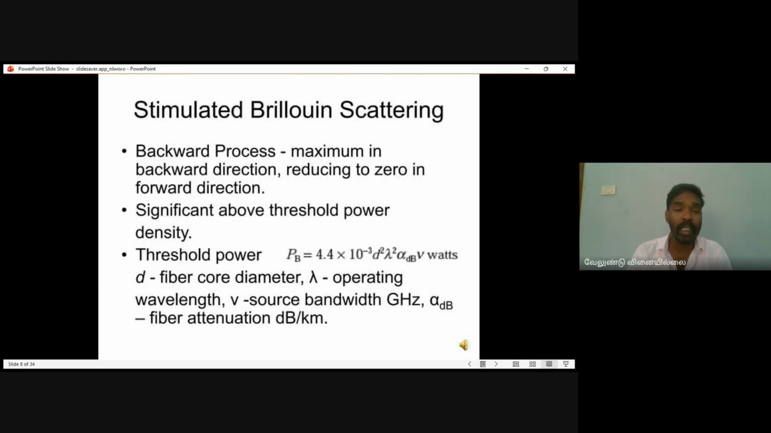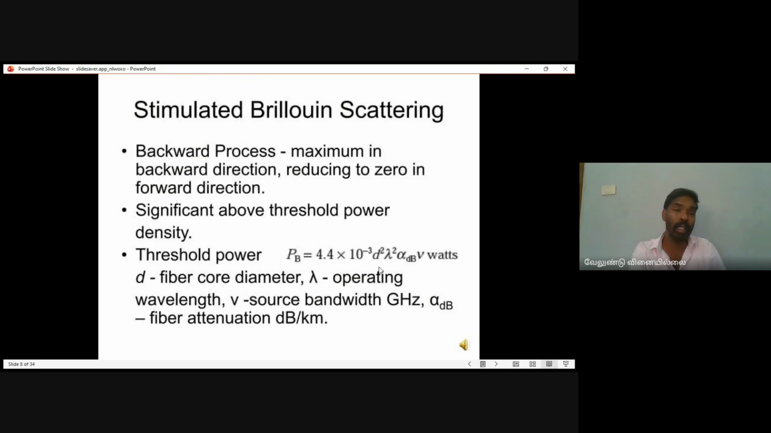The stimulated scattering shows a threshold power. What is the threshold power? P_B is equal to 4.4 times 10 to the power of minus 3 d squared lambda squared alpha dB. Here d is the fiber core diameter, lambda is the operating wavelength, and alpha is the fiber attenuation. You got the point? The threshold power of Brillouin scattering is 4.4 times 10 to the power of minus 3 d squared lambda squared alpha dB v.